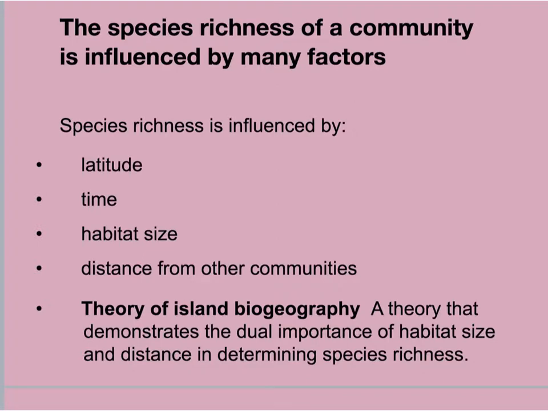The final 2 factors that influence species richness are the size of the habitat and the distance of the habitat from the source of a colonizing species. These factors are based on what we call the theory of island biogeography, which demonstrates the dual importance of habitat size and distance from the mainland in determining how rich in species an area is. Essentially, larger habitats typically contain more species.